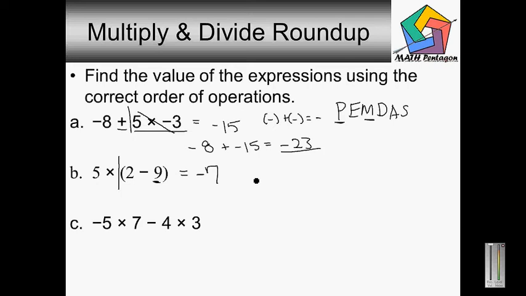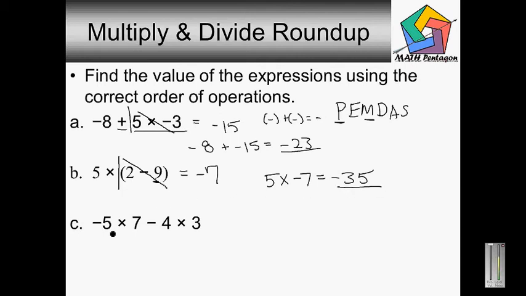Now we do 5 times -7. Cross this out. So now we are left with 5 times -7. So this would be -35, since we have one negative here, so we would bring it to the answer. So our answer would be -35. So this is the final answer.